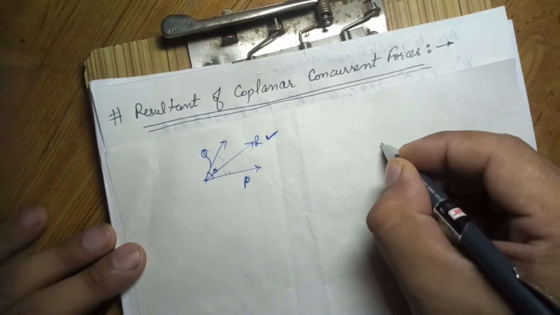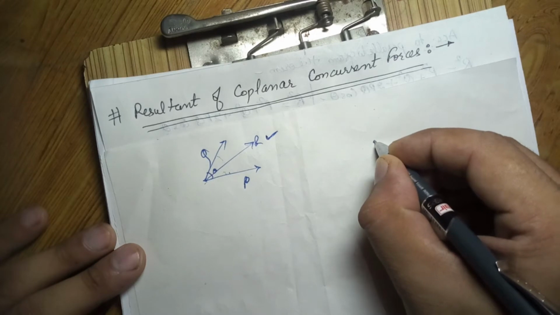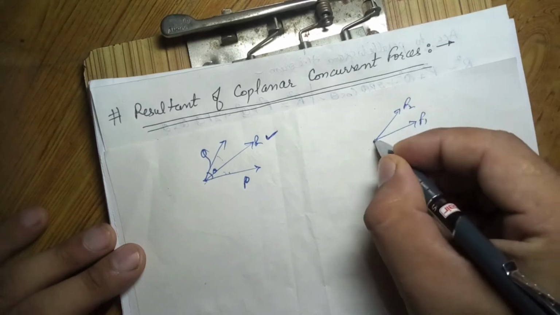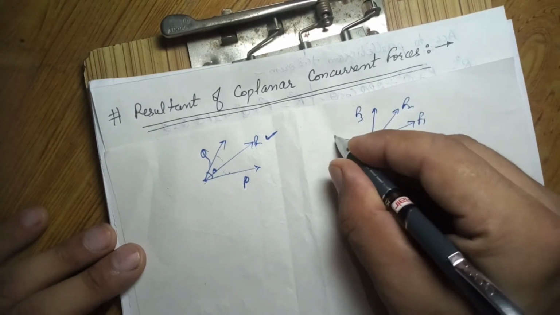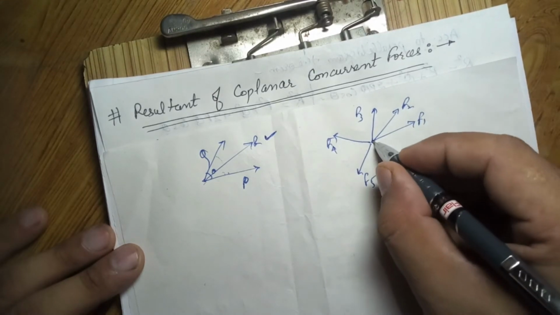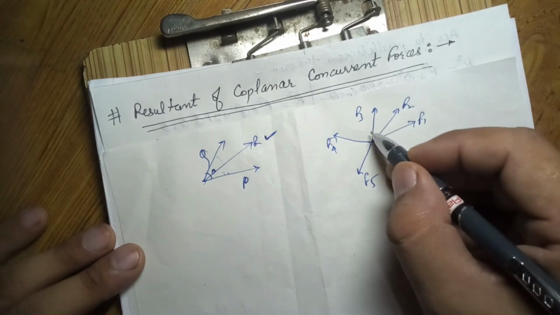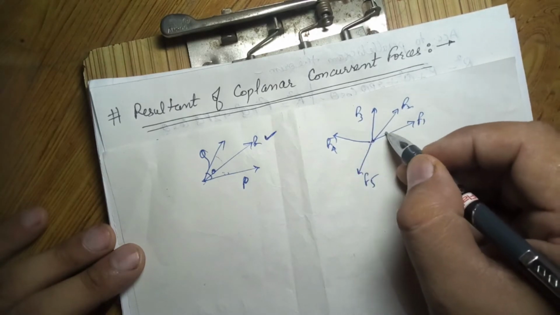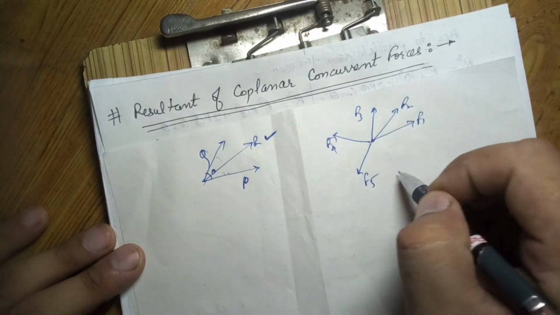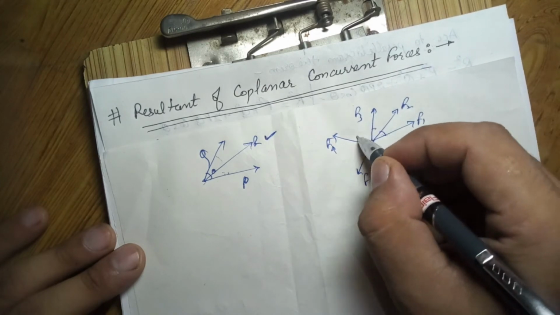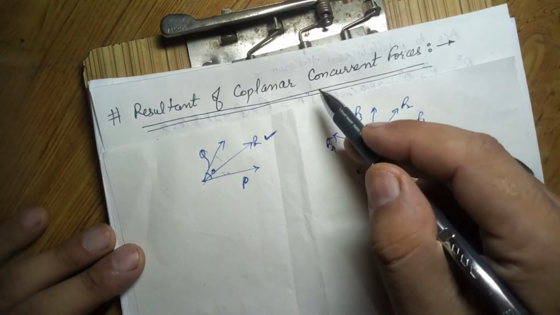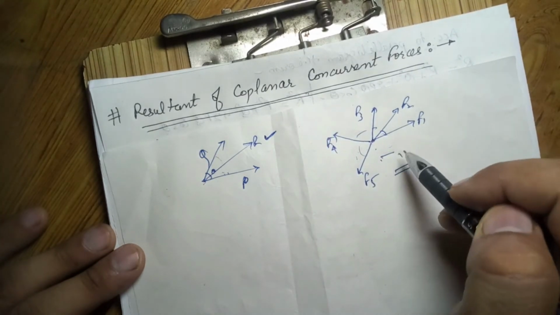What is that? A number of concurrent forces, coplanar concurrent forces. Let's say this is the point. A number of forces are acting, right? Now in this case every force will have a different component, and every two forces will give a different resultant. So how do we find the resultant, as the angle will be different in all? We will discuss in this topic how to find the resultant in such a problem.